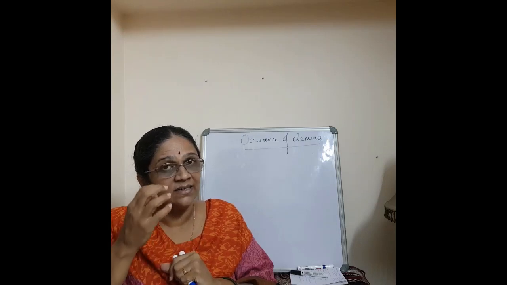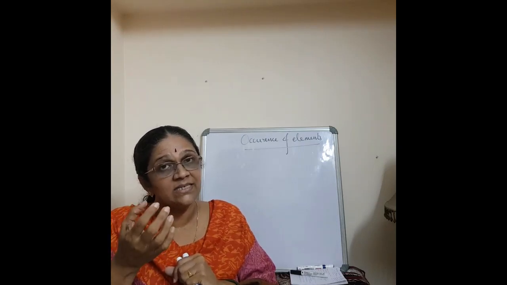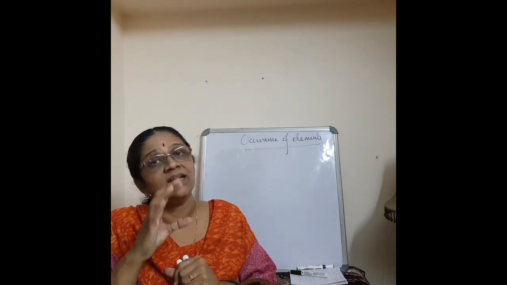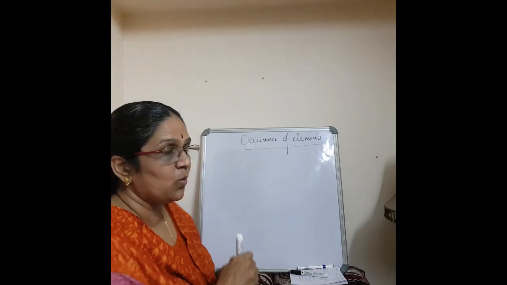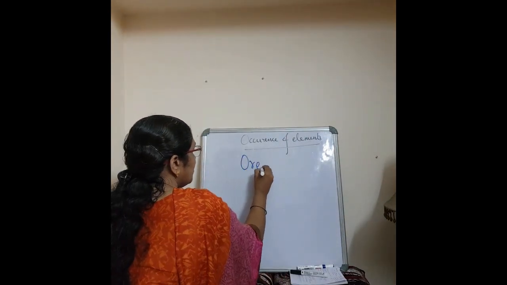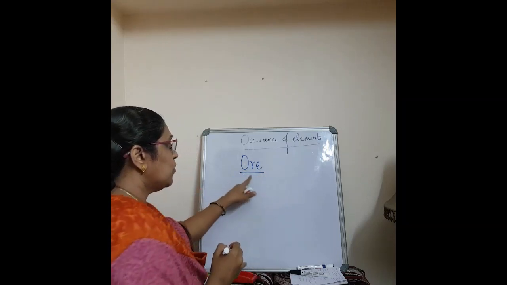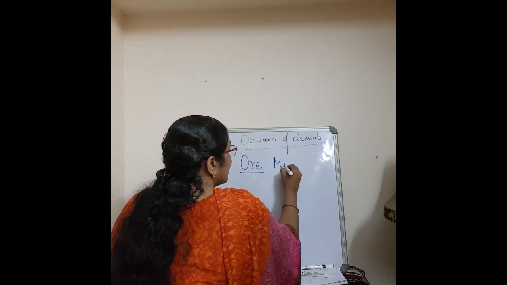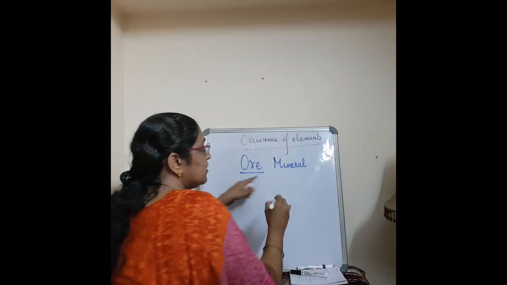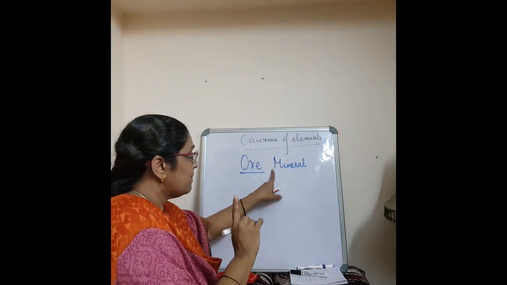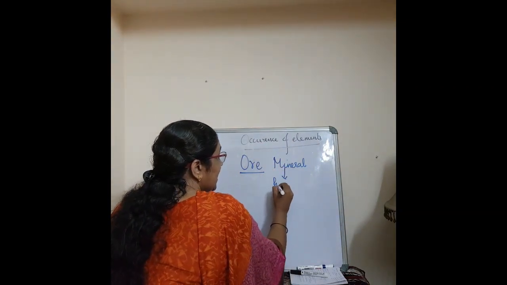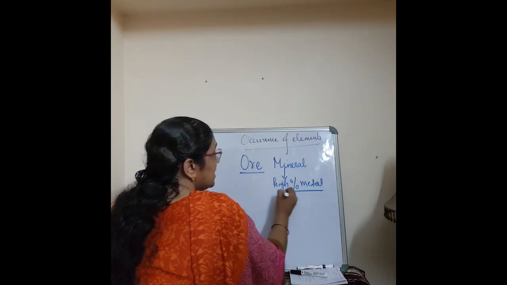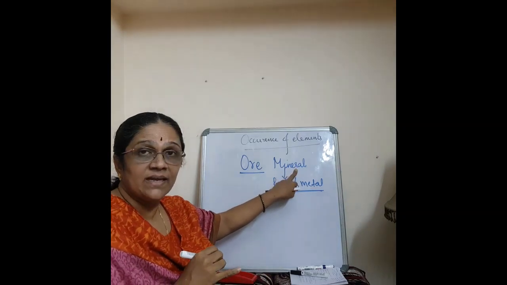You got it? Certain minerals or compounds contain more percentage of metal, and those minerals you call ore. What is it? Ore. You call a new term in metallurgy, that is ore. Now what is an ore? Ore is nothing but a mineral. Minerals are compounds. So minerals in which there is a high percentage of metal.